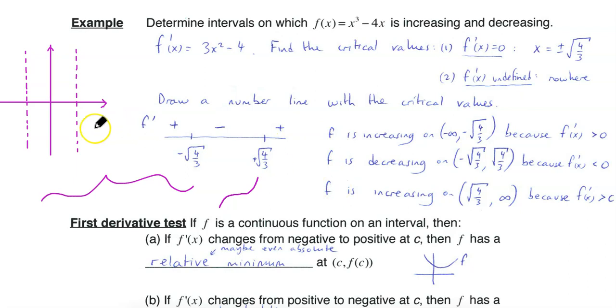So now we know that wherever the graph is, it might be high up here, it might be low down here, but what we know is it's going up until it reaches this critical value, and then it goes down until this critical value, and then it goes up again.